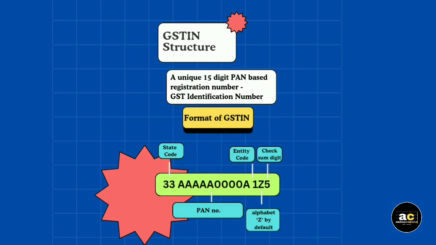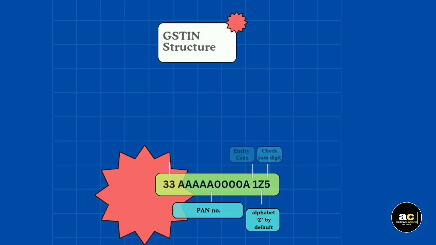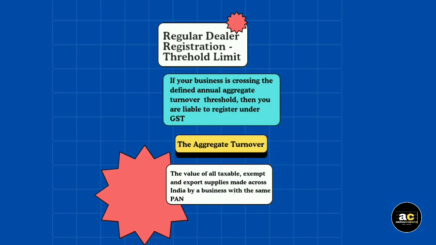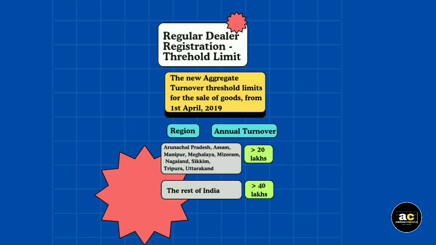Okay, now the point is GST registration and aggregate turnover. Businesses with turnover above 40 lakh, and 20 lakh in some states, must register for GST. Aggregate turnover includes all taxable, exempt and export sales.